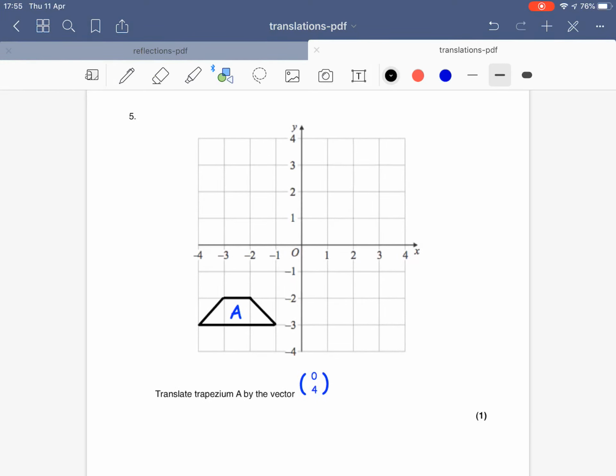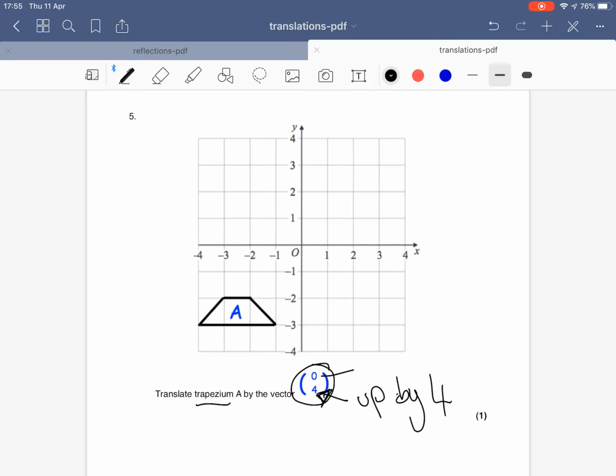Okay, next one. So, we've got to translate the trapezium by the vector 0, 4. So this means top number is left or right, but it's 0, so I don't have to move it left or right. So it's not going anywhere. It's staying there, but I might move it up or down by the bottom number. Bottom number is up or down, so that is positive, so that means I'm going up by 4.